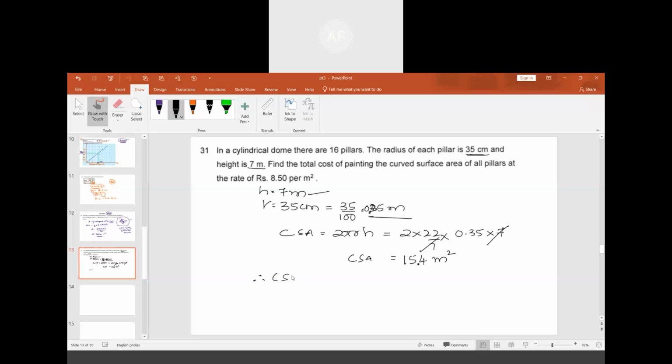Therefore the CSA of 16 pillars will be 16 times 15.4, which is 246.4 meter square. If you don't find this, there is no issue here. To find the cost, we have to multiply this complete thing with 8.50. If you calculate, we get 2094.4, that is 2094 rupees and 0.4.